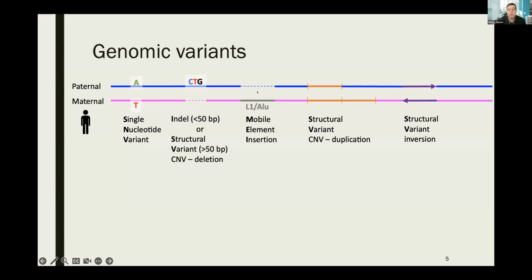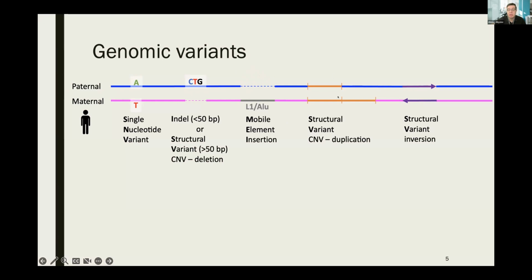Then we also have mobile elements which can copy and paste themselves in our genome, and actually quite a large fraction of our genome consists of these mobile jumping elements. If it's inserted in one haplotype and the other haplotype doesn't have it, then it will look like this. For this haplotype, it will be a deletion. For this haplotype, it will be insertion.